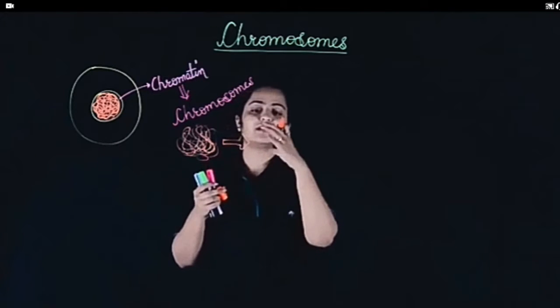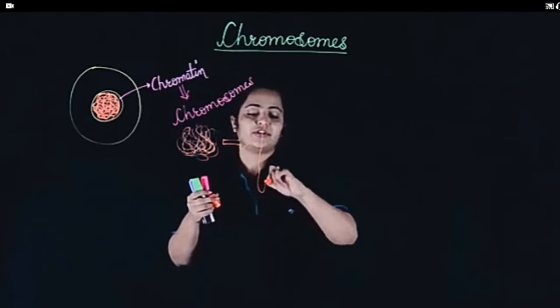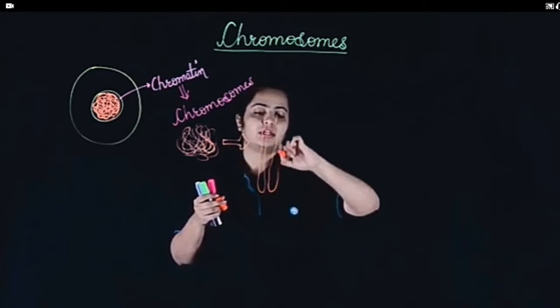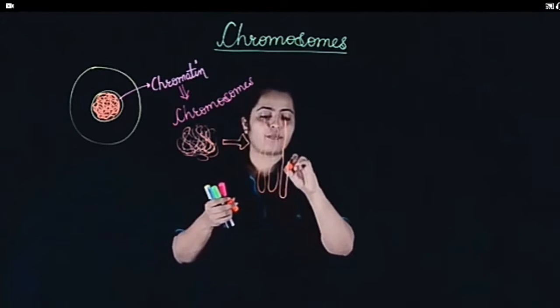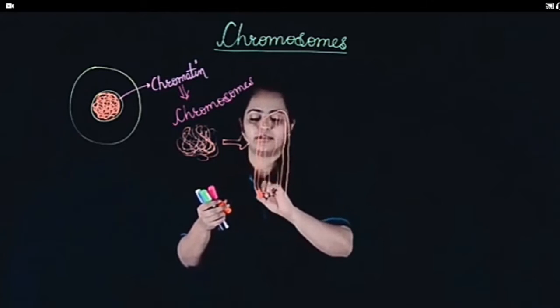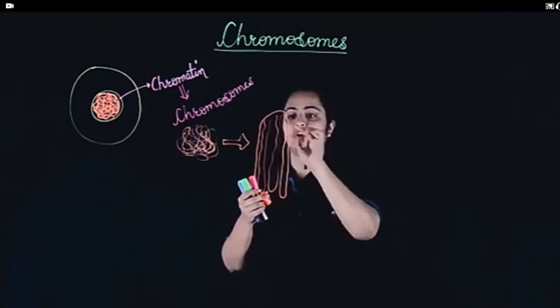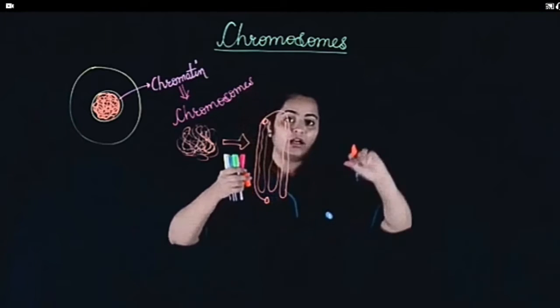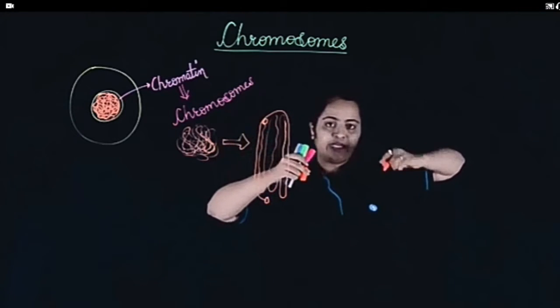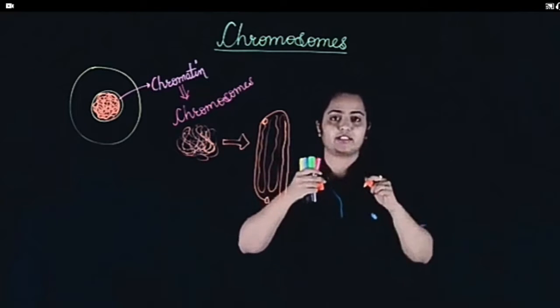What happens is, this thread-like structure, for example, this was the complete thread-like structure. Let's do this for our simplification. It does not open up anywhere in the nucleus like this. Suppose this was a thread-like structure. Both the ends, one is this end and the other is this end. From both the ends, it will start coiling itself.